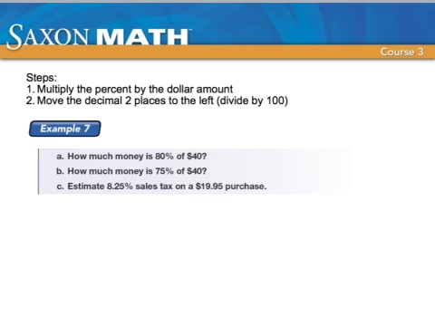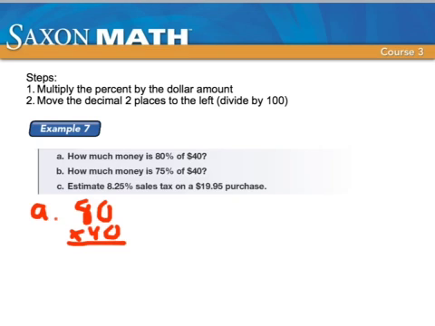When we have these type of problems, the very first thing you want to do is multiply the percentage by the dollar amount you have. Then move the decimal places 2 places to the left, or divide by 100. Okay, so let's look at A. It says to multiply the percent by the dollar amount. Well, my percent was 80. And I had to take that times 40, because that was my dollar amount.